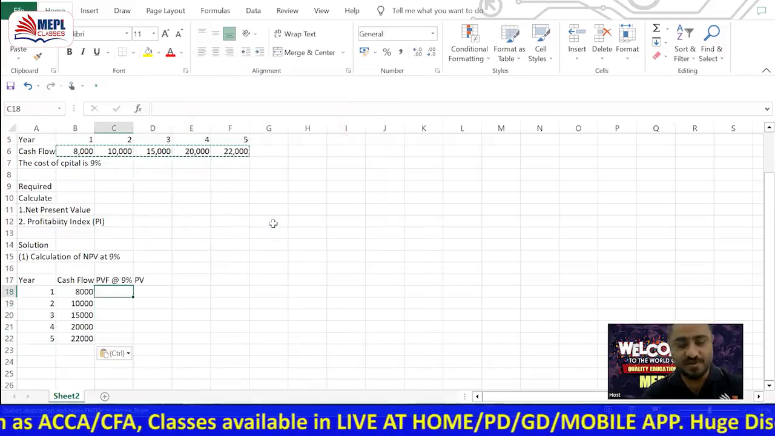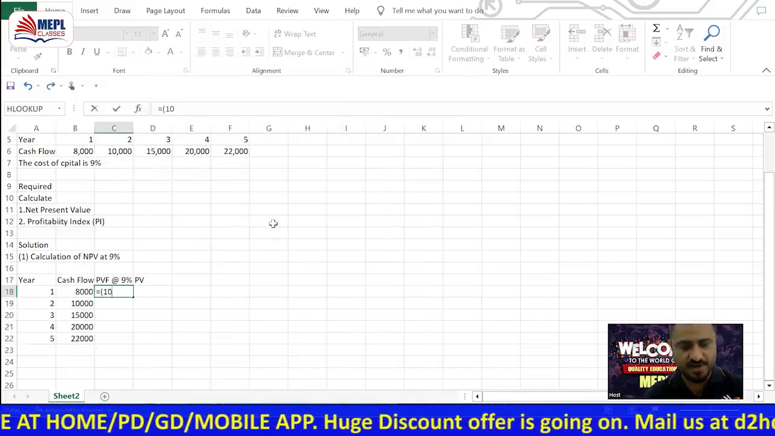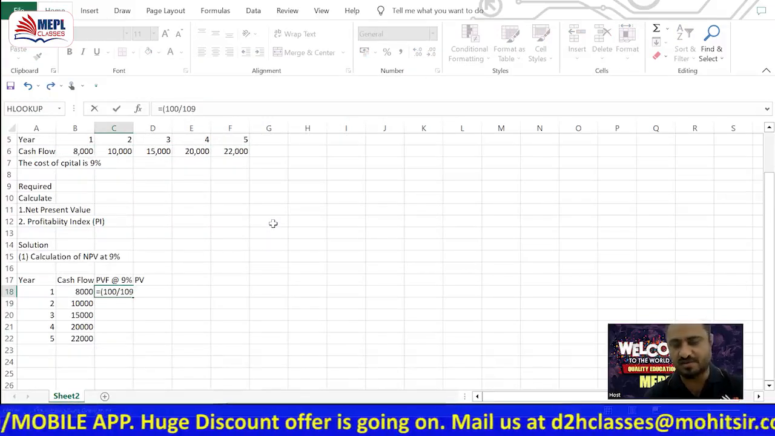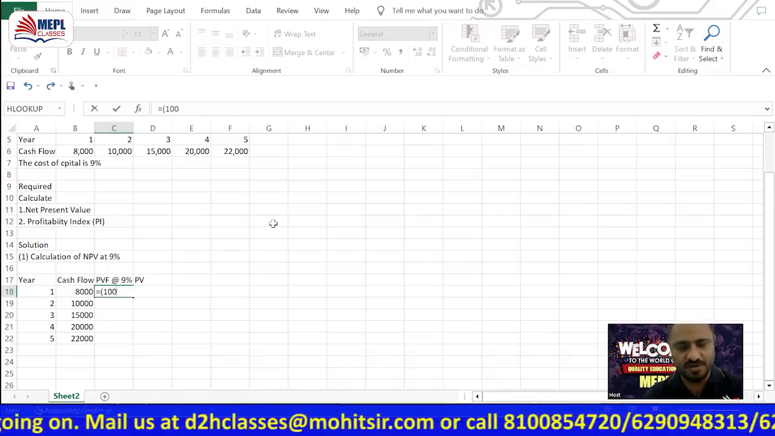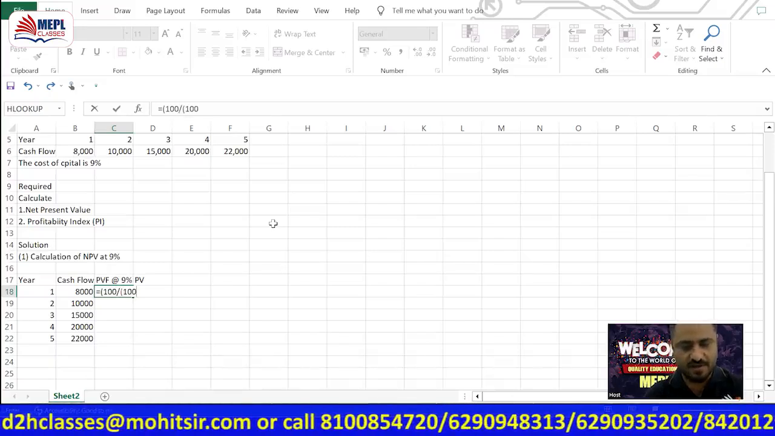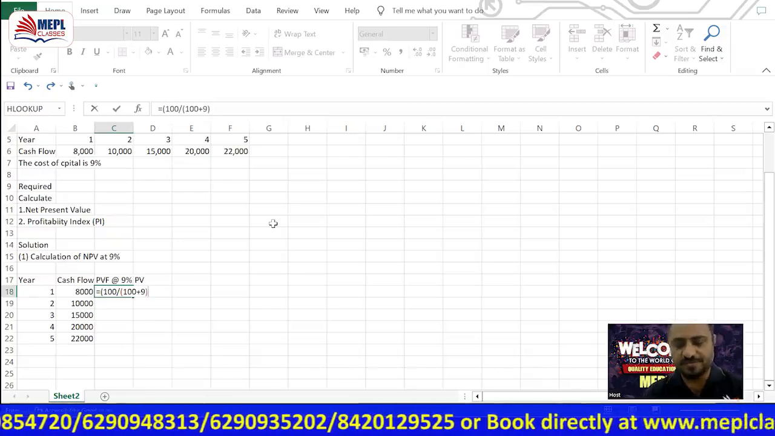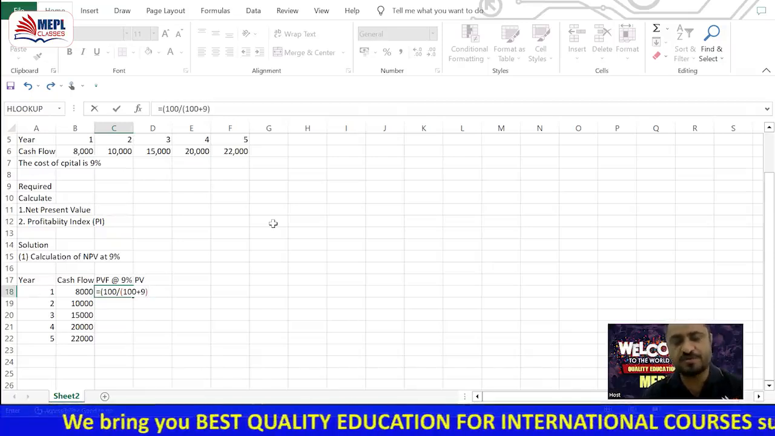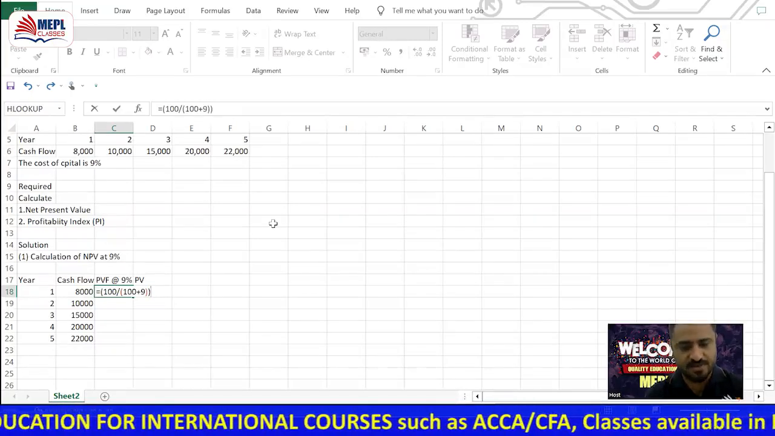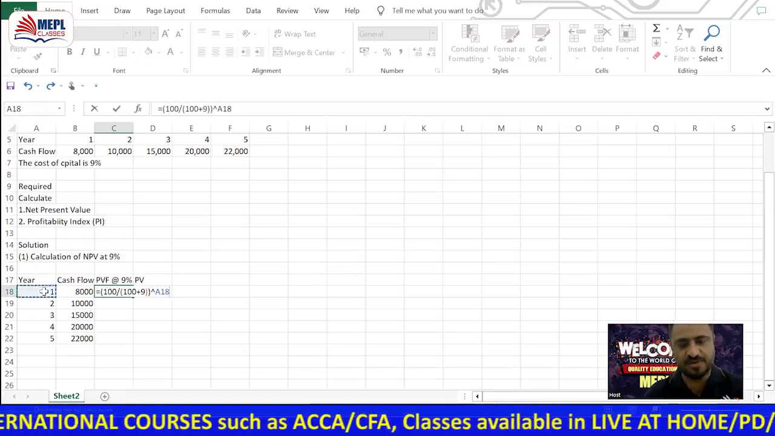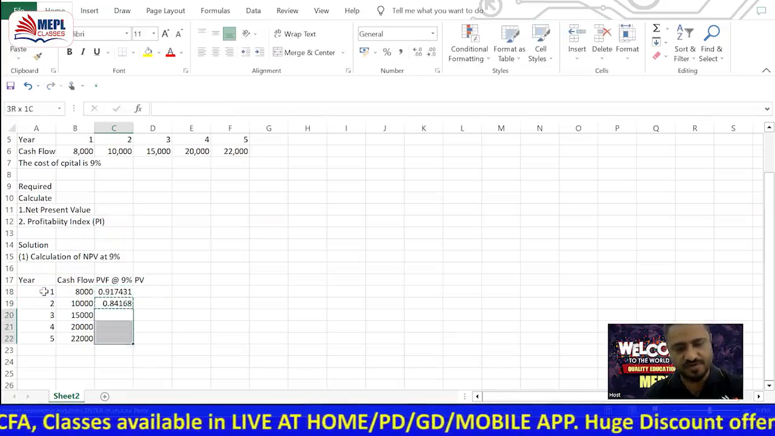So how to get a present value factor at 9%? The formula is pretty clear. Present value factor will be 100 divided by 109. So for simplicity, let me call it 100 divided by 100 plus 9, because cost of capital is 9%. So if it is 10%, it will be 100 plus 10, 12.5, 100 plus 12.5, and so on. And raised to the power will be the year. So this is the present value factor for the first year. This is for the second, third, fourth.